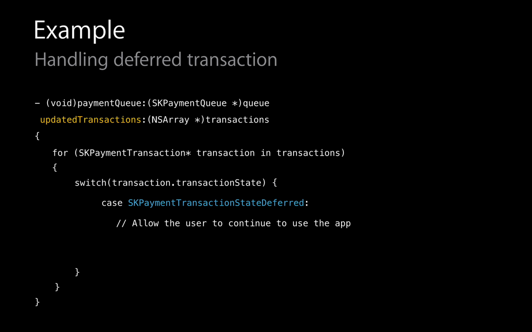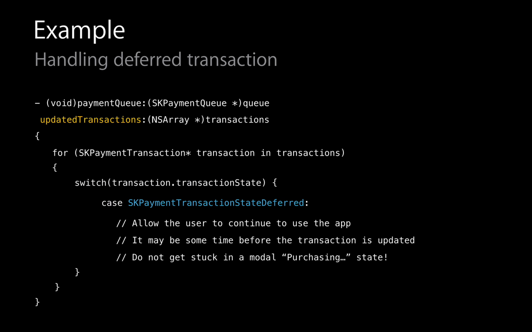Make sure they can keep using the app in some way, because it may be some time before that transaction is updated. It could be up to 24 hours before the approval or decline comes through from the parents. So really, don't get them stuck in that modal purchasing state where they can't do anything with your app. In fact, one way to think of it is you've got a very captive audience at this point in time. Someone wants something in your app and they're waiting for approval for it. Make use of that time.